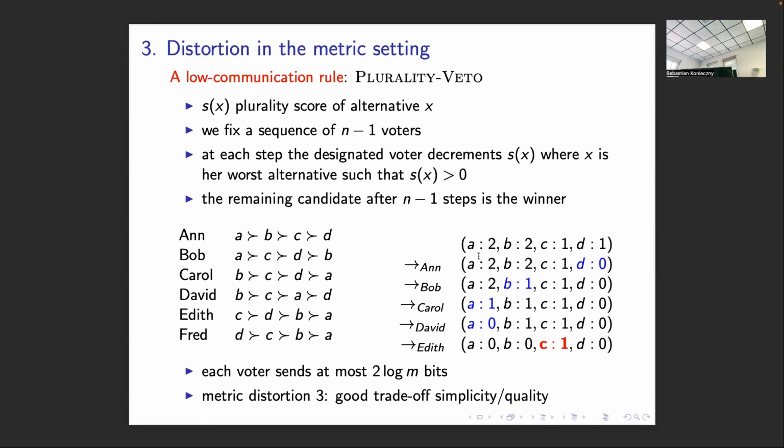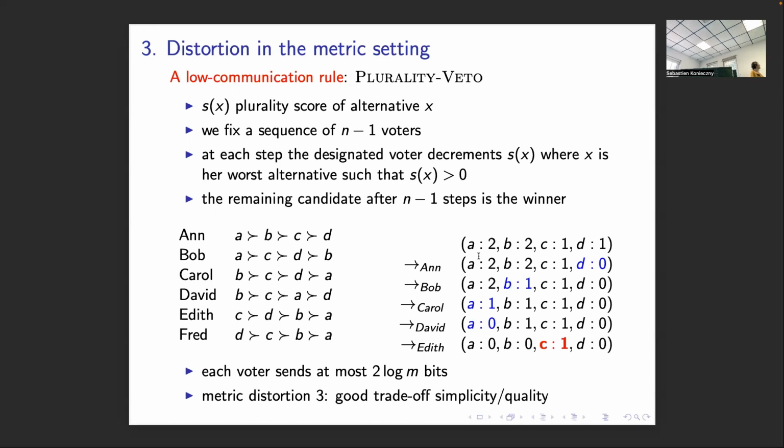Let's do it. This is the profile. Assume that the sequence is Anne, Bob, Carol, David, Edith. So Fred will not play. His preferences are taken into account for the plurality scores, but he will not eliminate. So Anne looks at the plurality scores. Everybody has a positive plurality score, so Anne subtracts 1 point from D, which is her worst candidate. Now D has a plurality score 0, which means that D is eliminated.